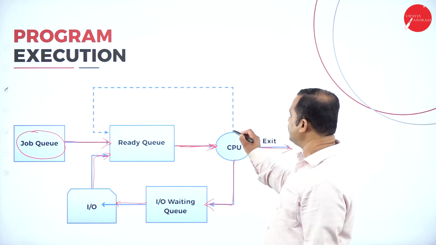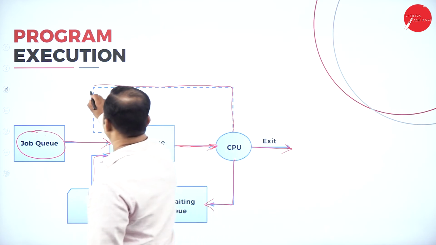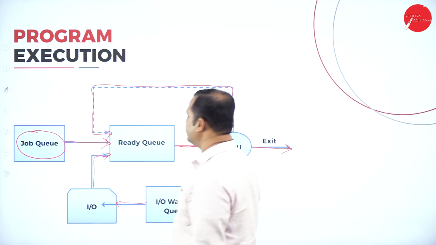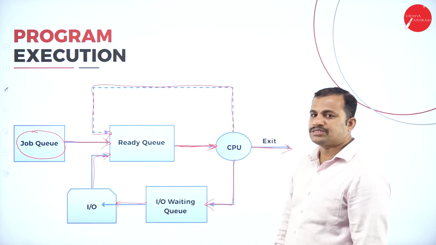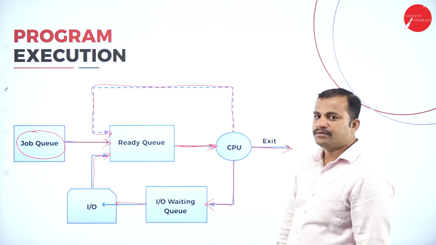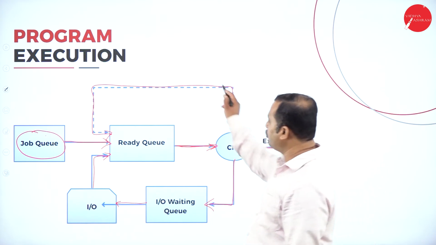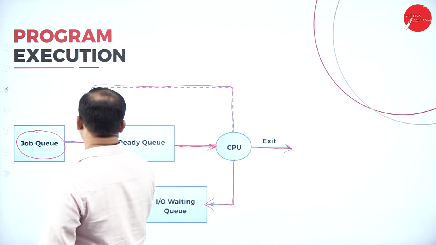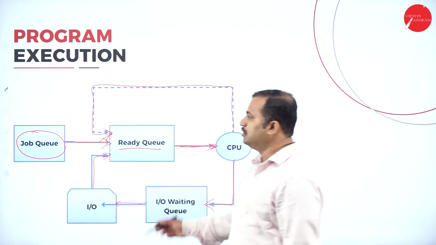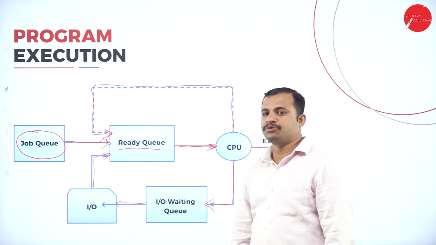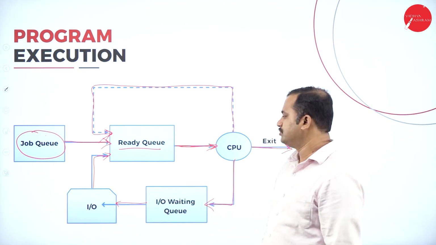The dotted line indicates that if the device is waiting for an execution of a process, then we put it inside the ready queue once again. So this is how the pictorial representation of the program execution is shown.